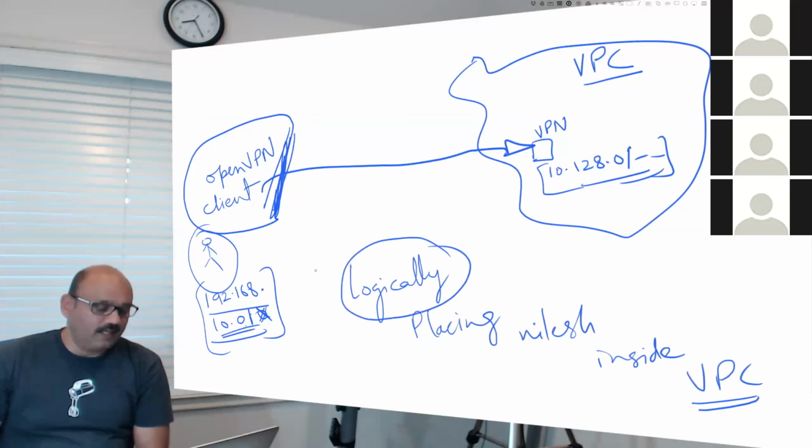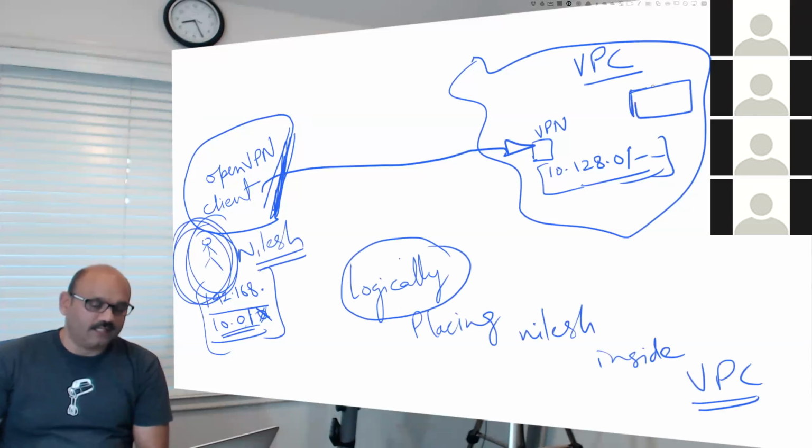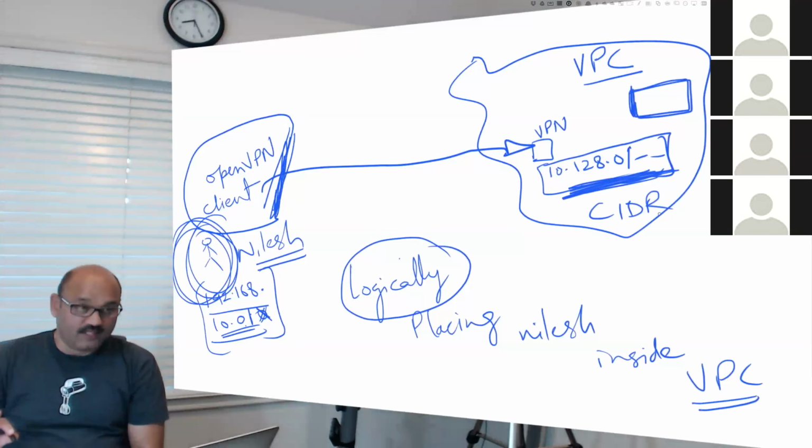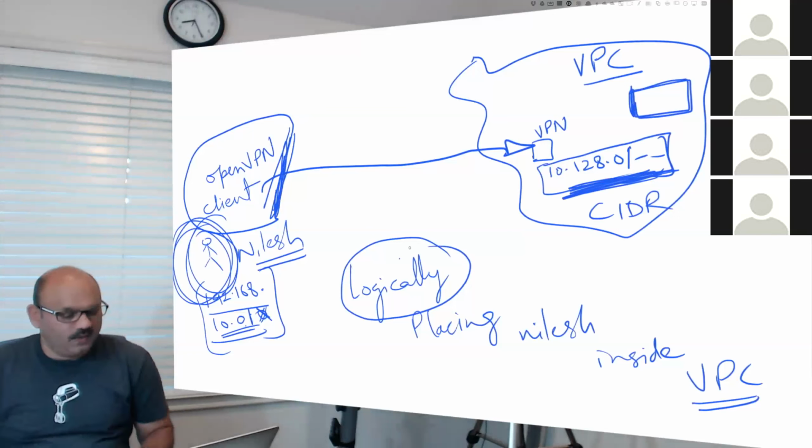Logically placing this employee that we have, he or she will be logically placed inside the workstation itself, will logically go here and be sitting inside the VPC, which means it will have an IP address in this range, in this CIDR. So you're logically moving Nilesh into the cloud.